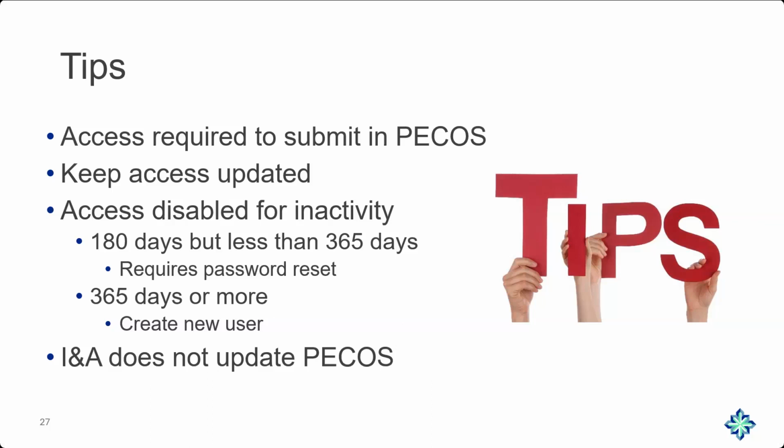Now, locked is one thing, disabled is another thing. If you have a long period of inactivity, you're going to want to look at those 60 days, but 180 days, but less than 365, that's going to require that password reset. So basically anything under a year is going to be that password reset. If you haven't used it for 365 or more days, then you're going to actually need to create a new user ID. At that point, it's not disabled, it is just completely turned off and no longer exists. It's cleared out of that system.